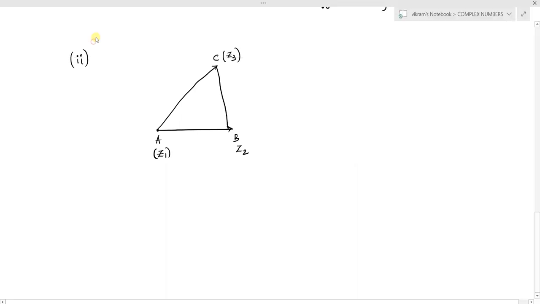We need to rotate this vector AB by an angle theta 1 to obtain AC. So we write it as rotation of AB to obtain AC. Just applying the vectors concept, we can easily understand this. AB can be written in vector form as OB minus OA, and AC can be written as OC minus OA.